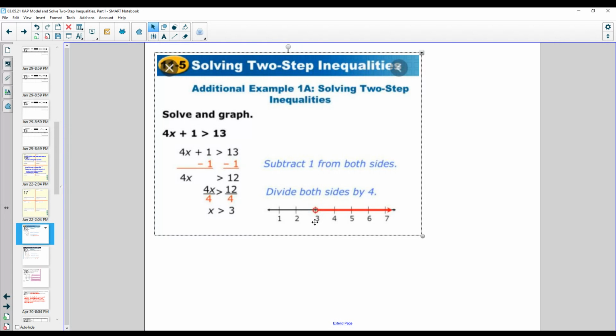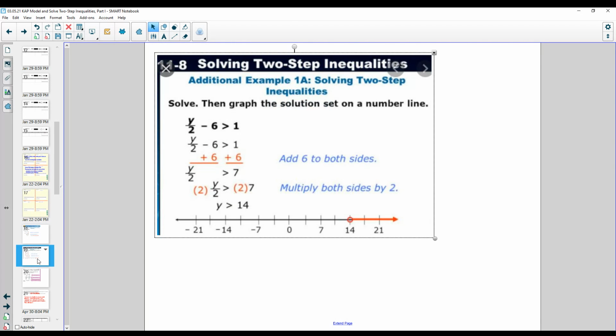So I have 3. It has to be greater. So name some numbers that are greater than 3. 4, 5, 6, 7. So we shade to the right, open dot, because it cannot include the 3. And same thing right here. We add 6 to both sides. Now we're left with y divided by 2 is greater than 7. To undo dividing, we multiply both sides by 2. Cancel. Y is greater than 14. Open dot, all the numbers that are greater than 14.